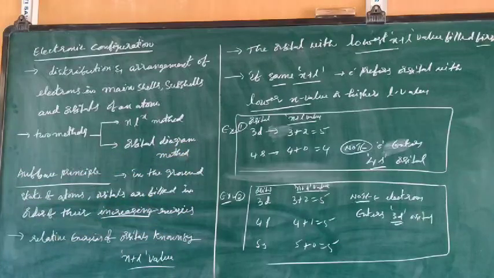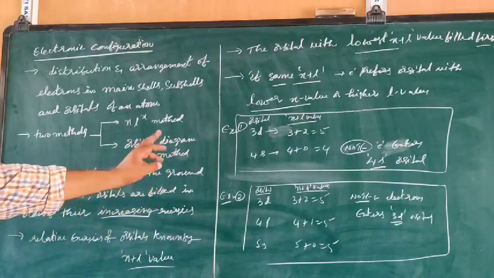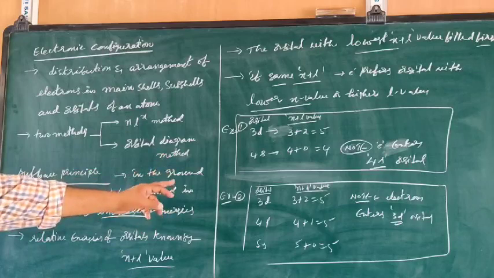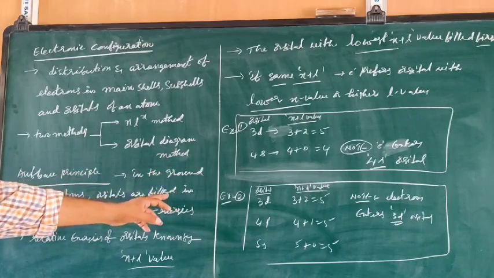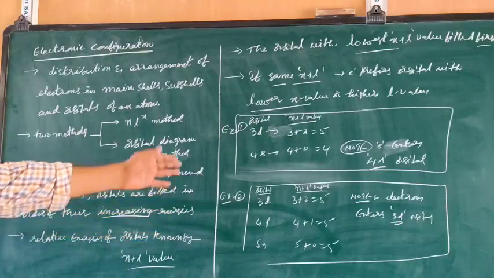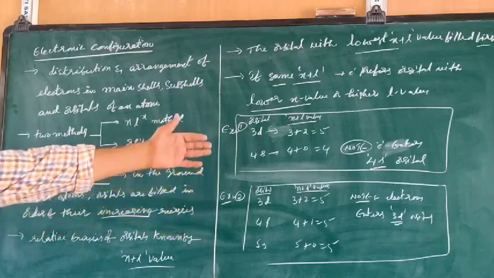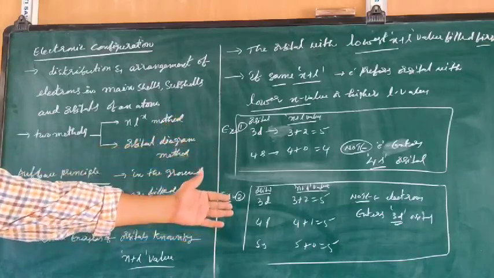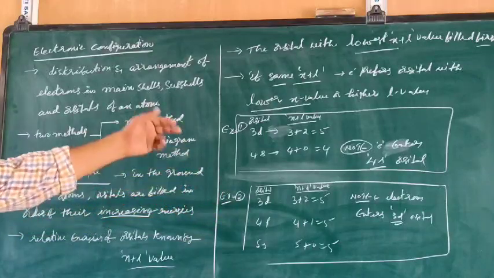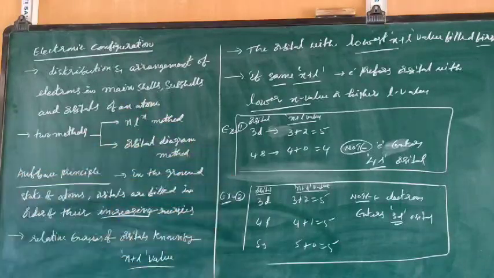Why? Because in 3d orbital, n value is only 3. In 4p orbital, n value is 4. In 5s orbital, n value is 5. So out of these 3 orbitals, having equal n plus l value, that is 5, the 3d orbital has the lower n value. That's why the electron here prefers the 3d orbital.